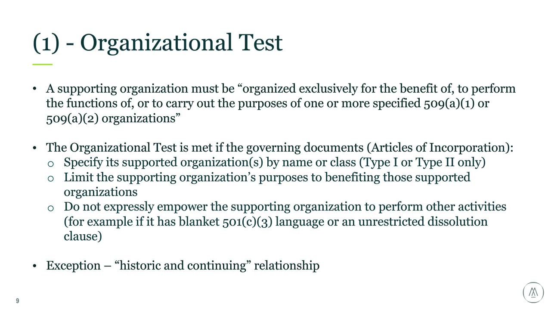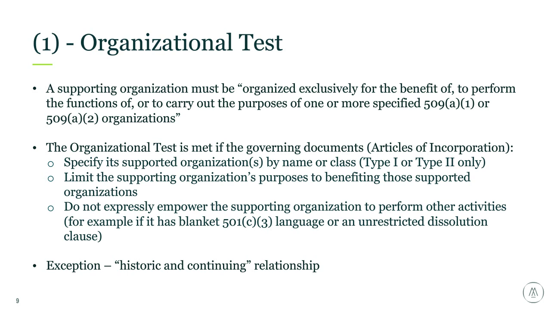In addition to specifying the supported organization by name in the governing documents, Type 1 and Type 2 organizations may also designate their supported charities by class or purpose. Now, what is meant when we say class or purpose? A good example would be a supporting organization of a hospital system. Now, the creation or acquisition of a new hospital within the system would not warrant the amending of the Articles of Incorporation of the supporting organization to include the new hospital's name.